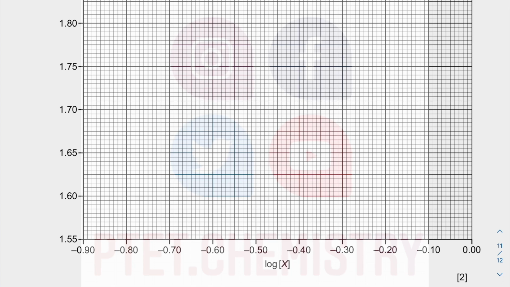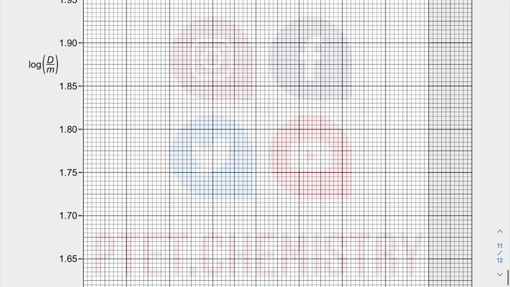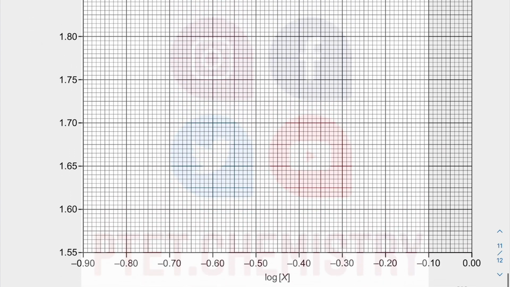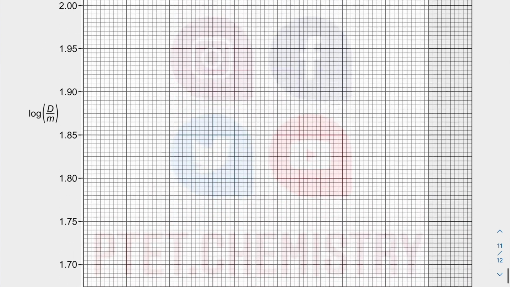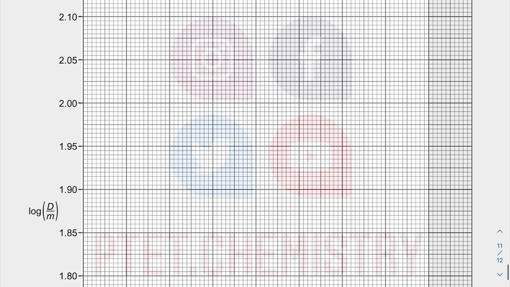So I'll get started. My first value, so this is log x. My first value is minus 0.02, so it goes backward. 0.02 is there. My y-axis is log d over m. So 2.08, so that is minus 0.02. This is 2.05, 6, 7, 8.